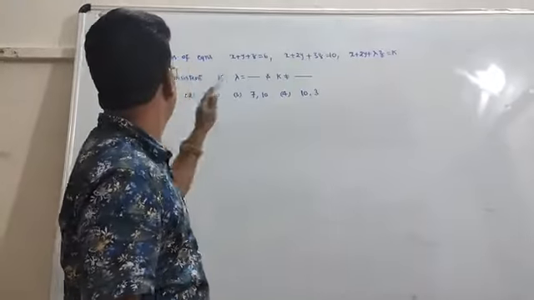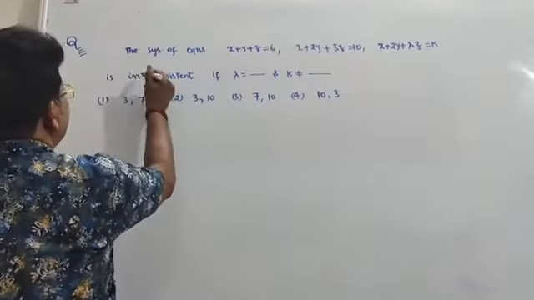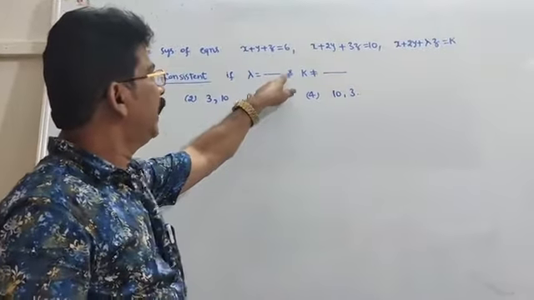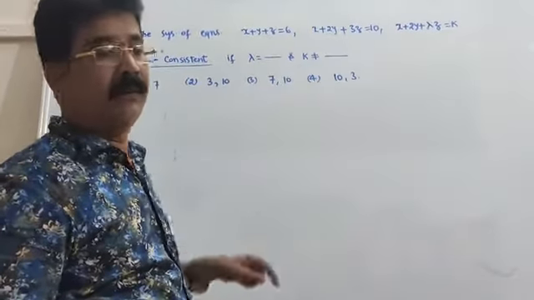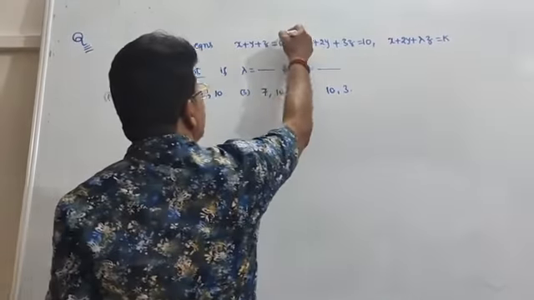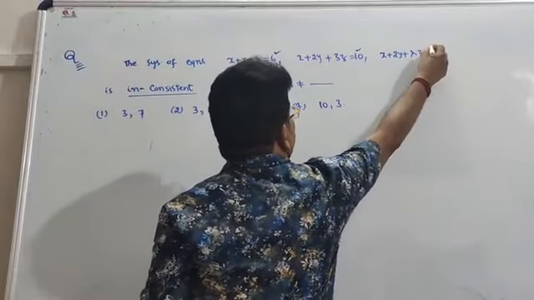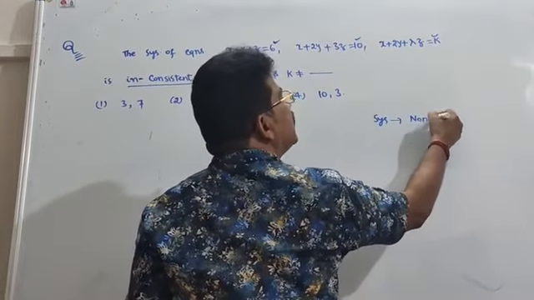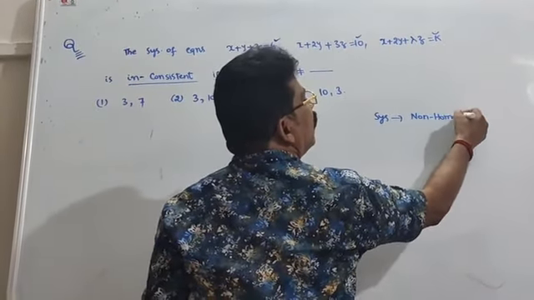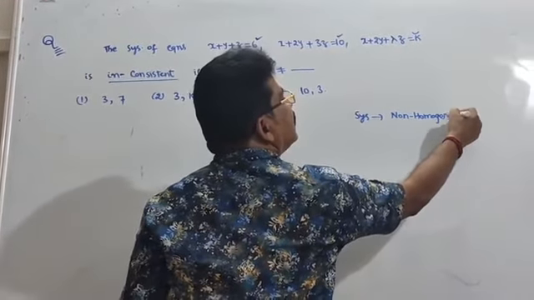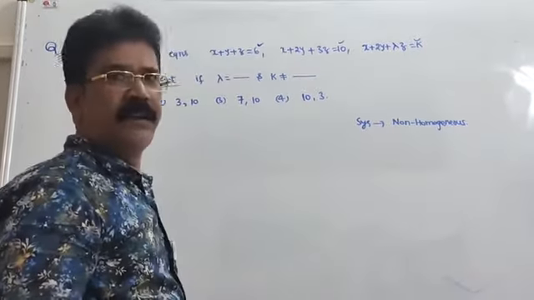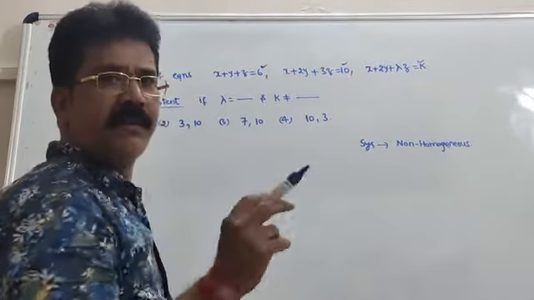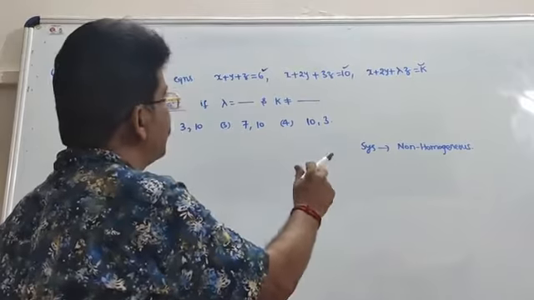Three equations are given. The system is inconsistent if lambda equals something and k should not be equal to something. One minute. Constants are there. That's why this system is a non-homogeneous system of equations. Already I said the conditions for the number of solutions in non-homogeneous equations.